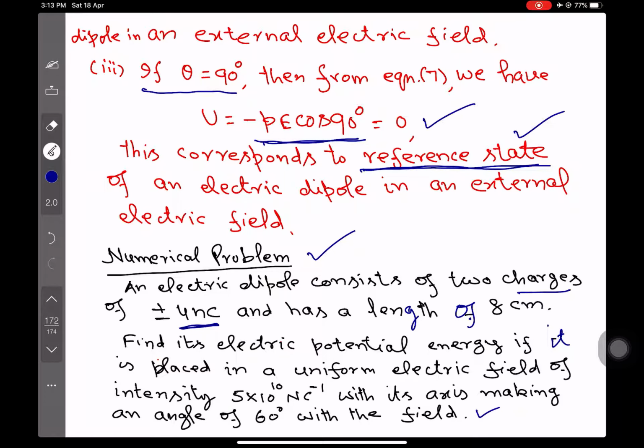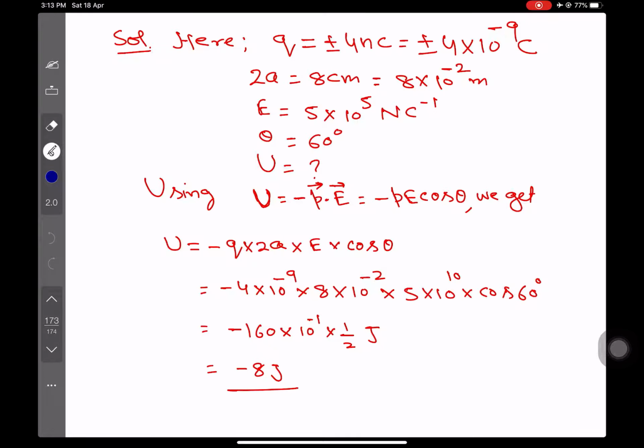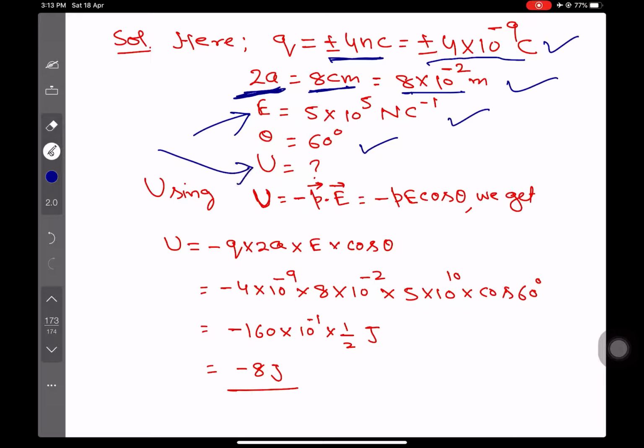So let us solve this numerical. Here Q equal to plus minus 4 nanocoulomb. Now in SI we have to take charge in coulomb, so nano means 10 raised to power minus 9, so it is plus minus 4 into 10 raised to power minus 9 coulomb. 2A, the length of the given electric dipole, is 8 centimeter, and here in SI we have to take meter, so it will be 8 into 10 power minus 2 meter. The strength of the electric field is E equal to 5 into 10 power 5 Newton per coulomb and theta equal to 60 degree. And our aim is to find the electric potential energy of the given electric dipole, that is capital U, and capital U equal to question mark.